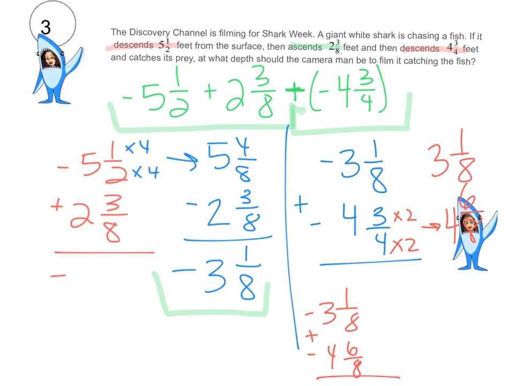So 3 plus 4 would give me my whole number 7. Add my numerators, 1 and 6 would give me a numerator of 7, and then my denominator stays 8. So 7 7/8 would be the answer. It is going to stay negative because we just added two negatives together, and our units would be feet. So the answer here would be negative 7 7/8 feet.